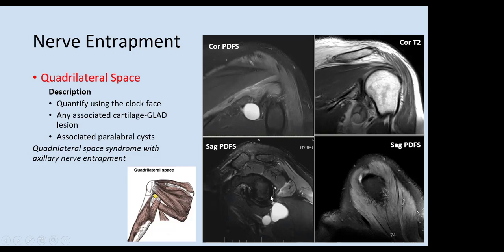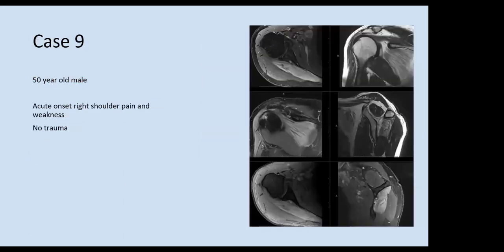So in this patient, we see there is a posterior-inferior labral tear with a paralabral cyst, and the cyst is growing and extending into the quadrilateral space. We see denervation myositis of the deltoid muscle and of the teres minor muscle. So remember, the deltoid and teres minor muscles are supplied by the axillary nerve. So this is a case of entrapment neuropathy of the axillary nerve in the quadrilateral space. This is quadrilateral space syndrome.